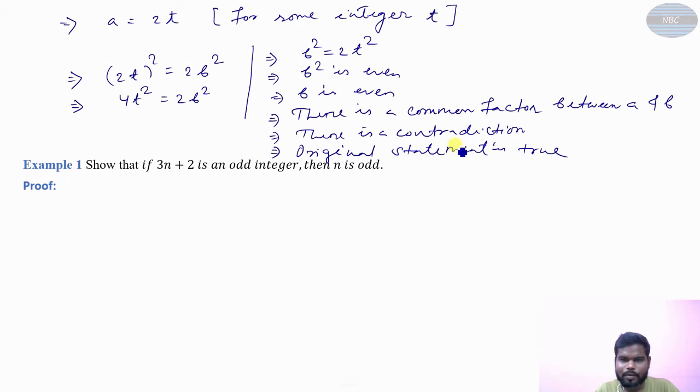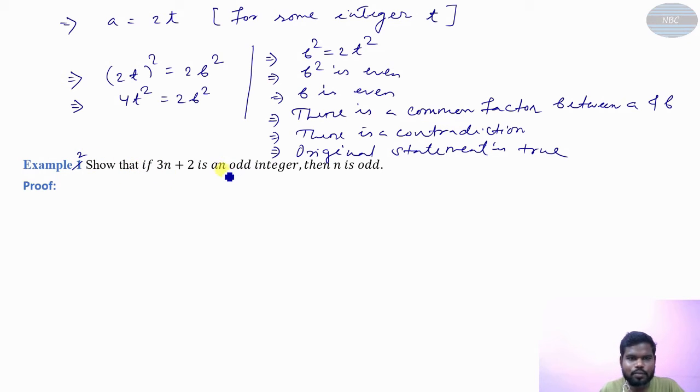Okay, so which means the original statement is true. What was the original statement? The original statement was to prove that root 2 is an irrational number. In this way you can prove it. So come to another example. This is example 2.